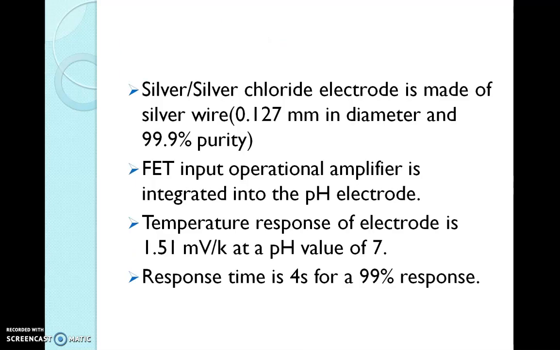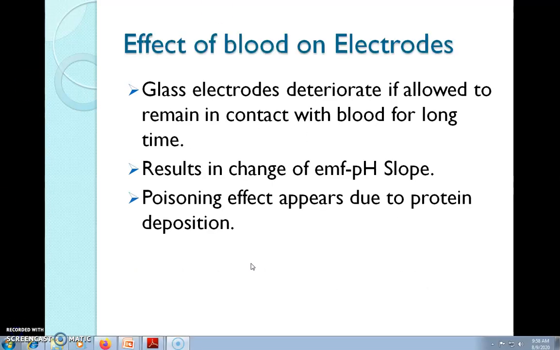Temperature response of the electrode was minus 1.51 millivolt per Kelvin at a pH value of 7. Evaluation of the stability of the electrode showed a 1% drift over a 7-hour operational time. pH temperature hysteresis effects showed a 0.5 and 1.0% deviation. Response time was within 4 seconds for a 99% response. So what are the effects of blood on electrodes in the pH measurement?